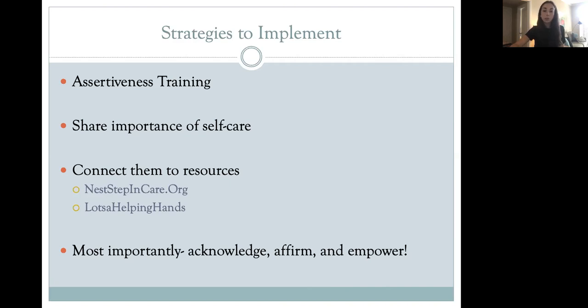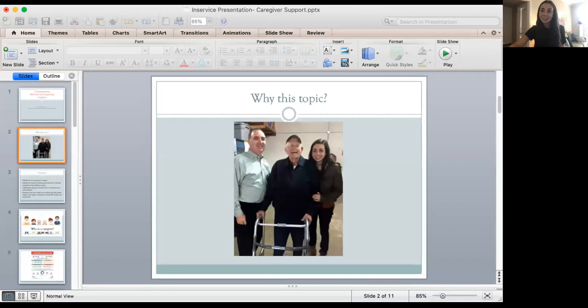Most importantly, we want to acknowledge, affirm, and empower caregivers. And when we do this, we will help them feel confident and able to take care of the ones that they love. And that's extremely important to increase our carryover at home and just truly support our clients as well as the ones that are taking care of them.